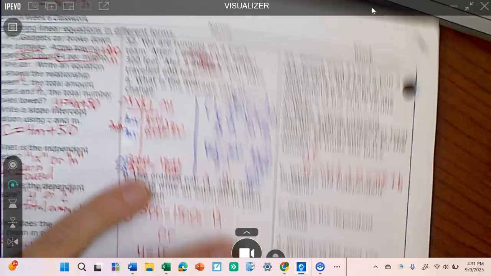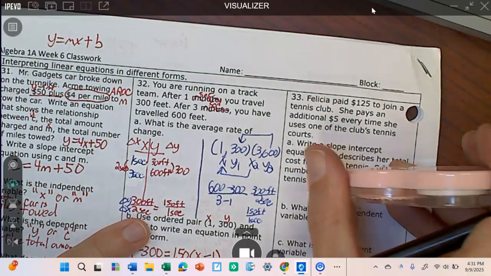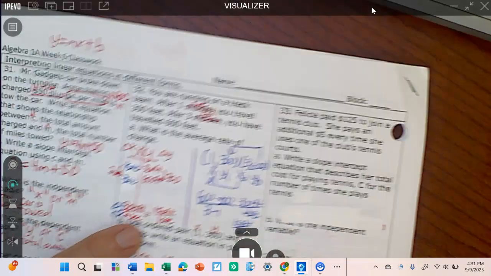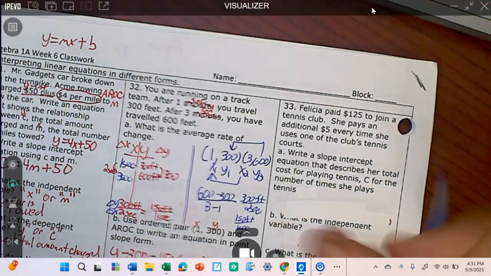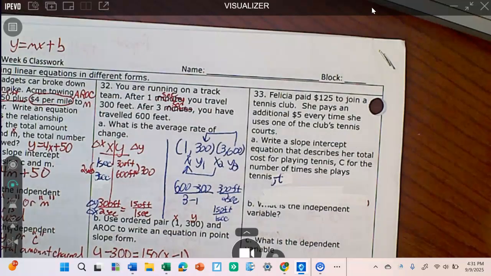Okay, I made a mistake. We write the equation there. Okay, so I need to go.